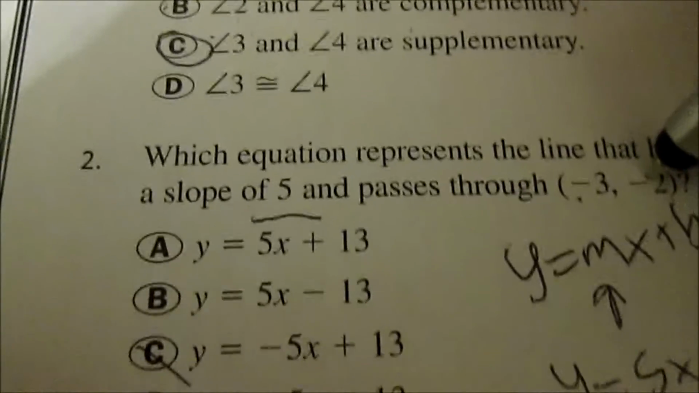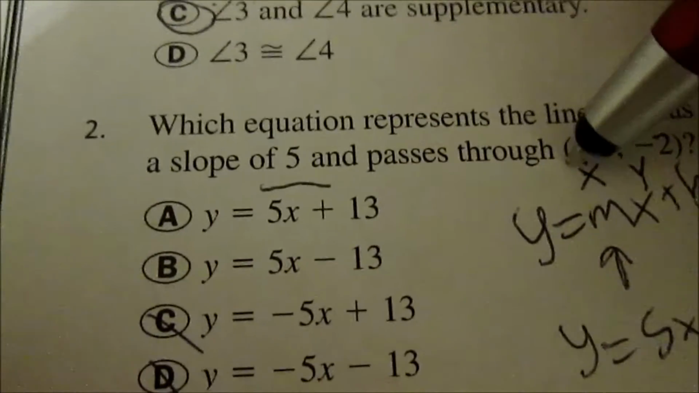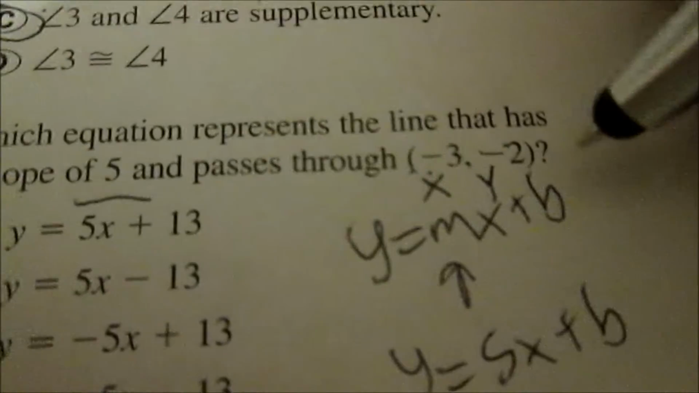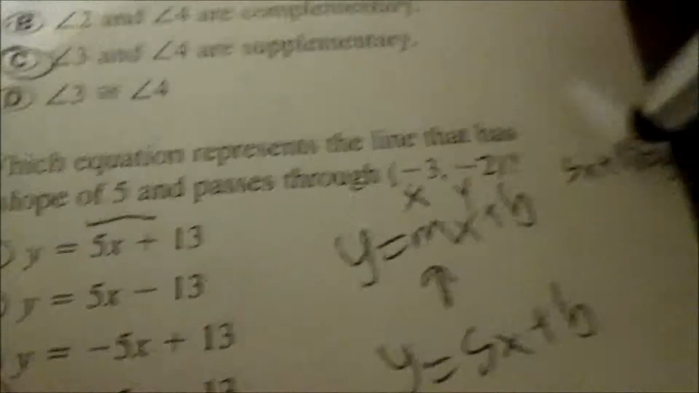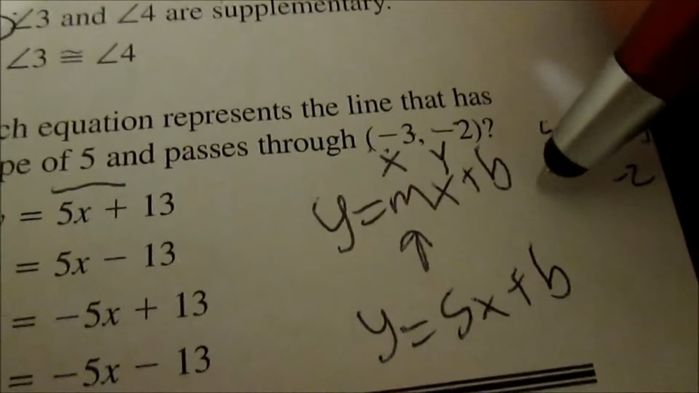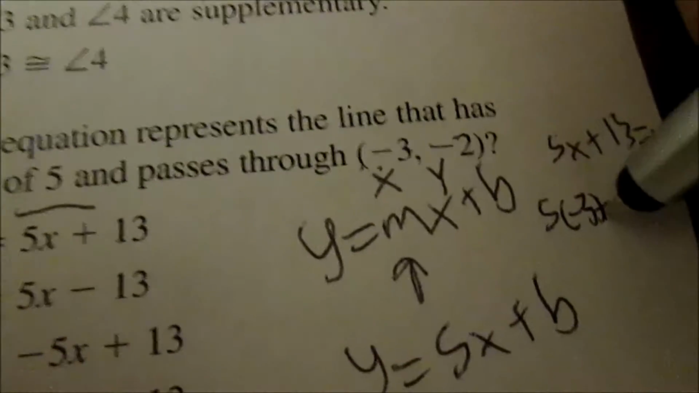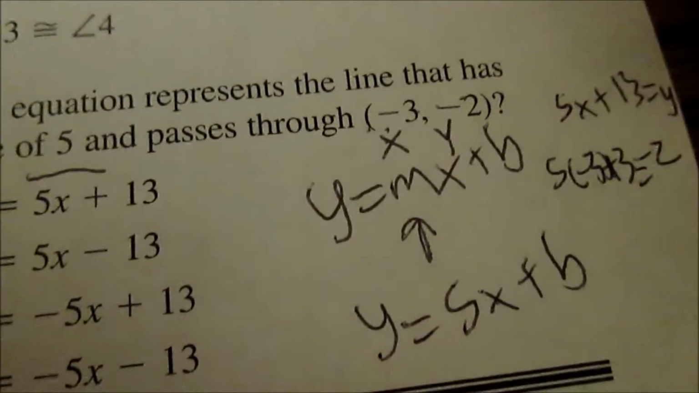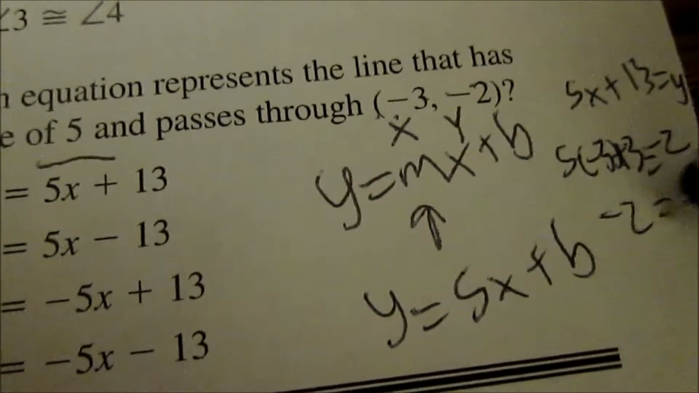To find the correct answer, I have to know which one goes through -3, -2. In an ordered pair, the first is x, the second is y. So I plug in -3 for x, -2 for y. Let's try the first one. I'm going to do it over here. A, 5x plus 13 equals y. So y was -2, x is -3. 5 times -3 plus 13 equals -2. 5 times -3 is -15. -15 plus 13 is -2. So that's the right answer, A.